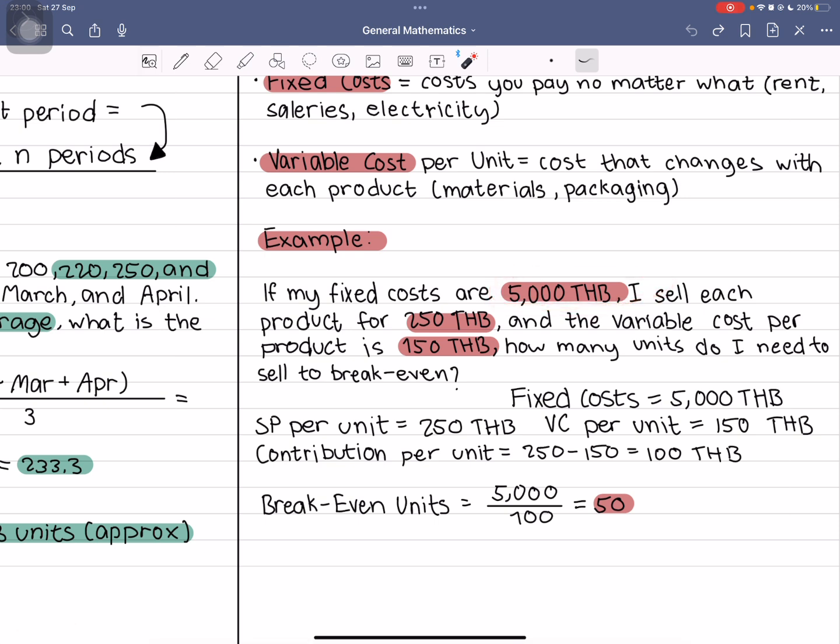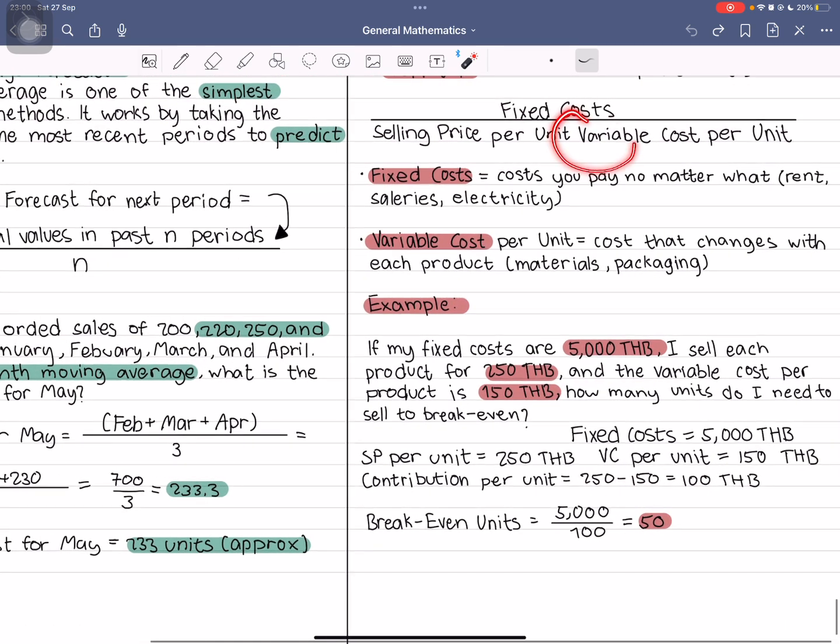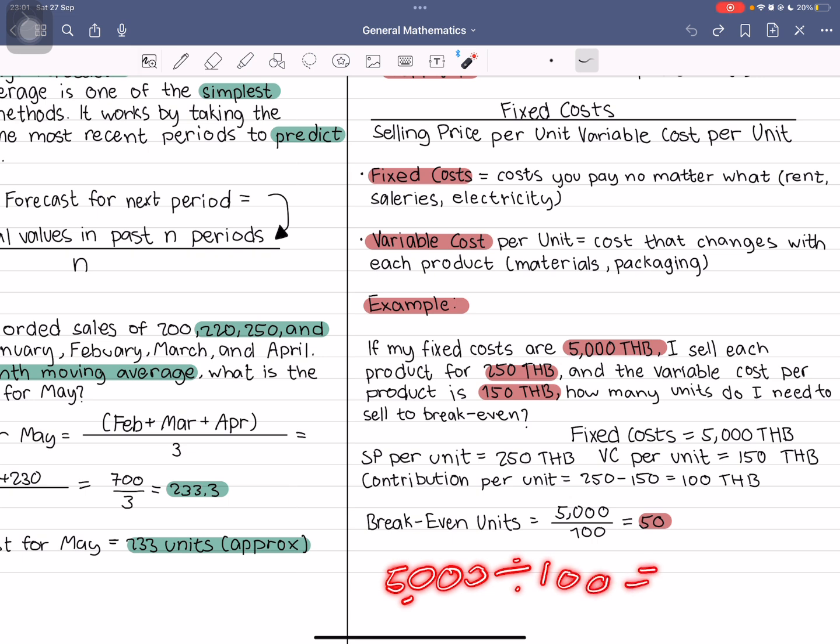Yes, and we have to subtract these 2, the selling price and variable cost. Sorry, not plus, minus. Okay, so 250 minus 150 is 100 baht. Then you just put it into the formula right here, like this. So 5,000 over 100, 5,000 divided by 100 is 50. Yay, you have gotten your answer. So the answer is break even units equals 50.